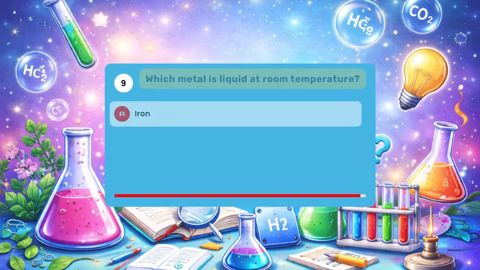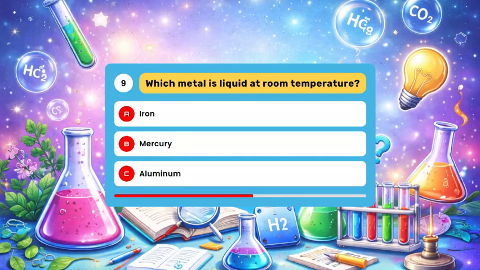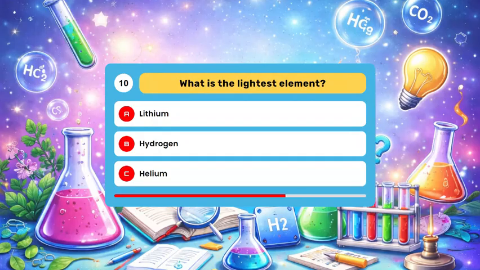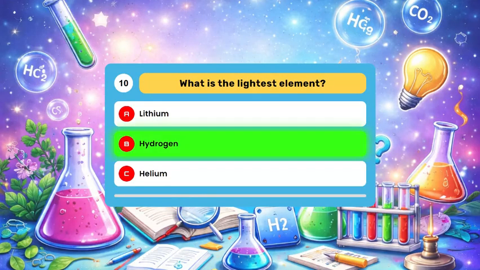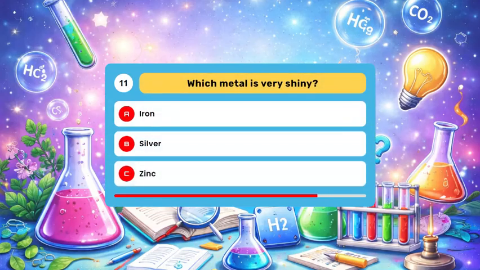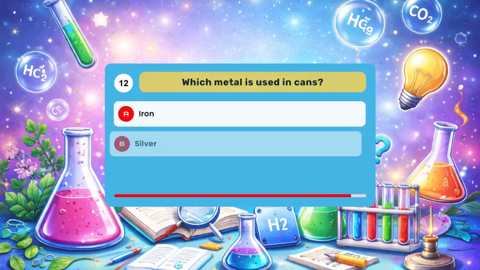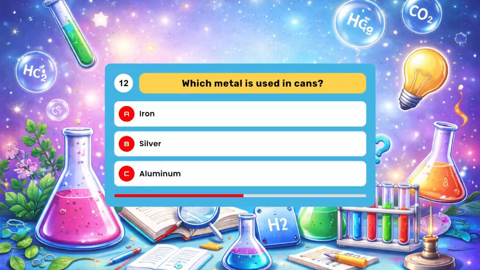Fluorine. Which metal is liquid at room temperature? Mercury. What is the lightest element? Hydrogen. Which metal is very shiny? Silver. Which metal is used in cans?